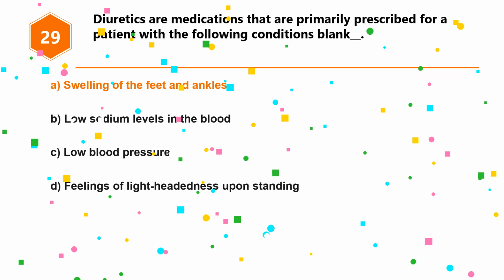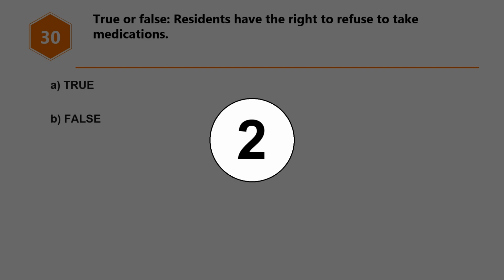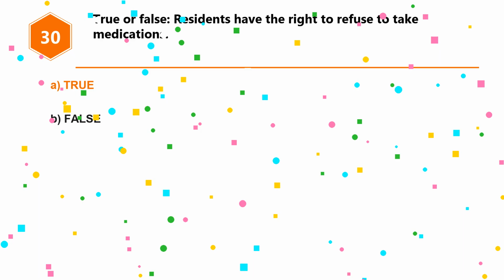The correct answer is option A. Swelling of the feet and ankles. Question 30. True or false, residents have the right to refuse to take medications. Option A. True. Option B. False. The correct answer is option A. True.